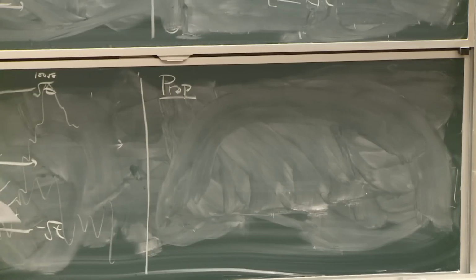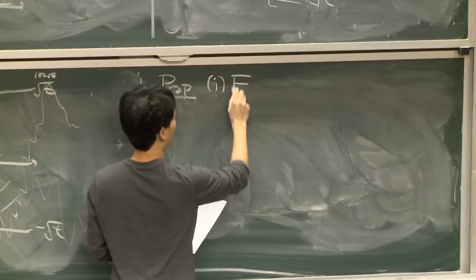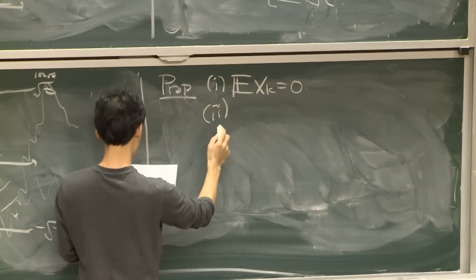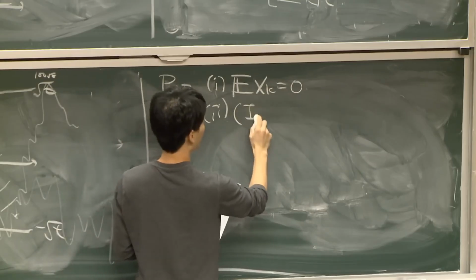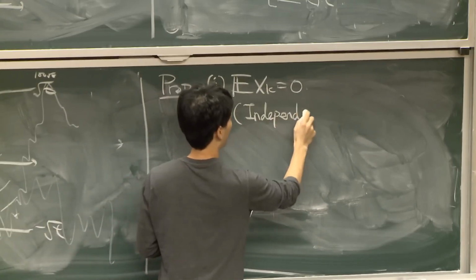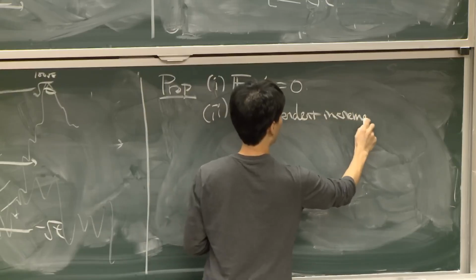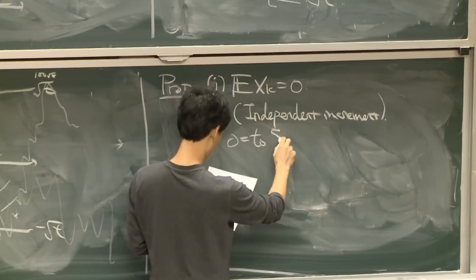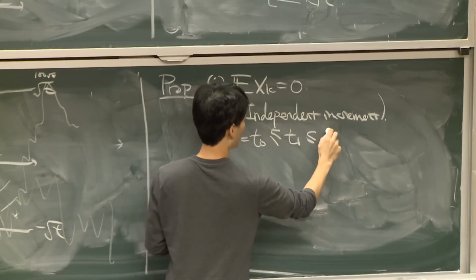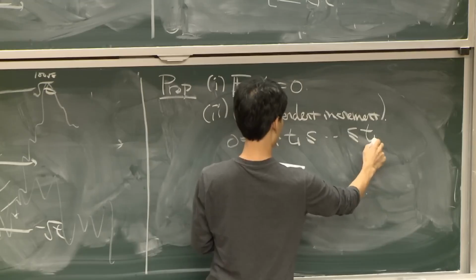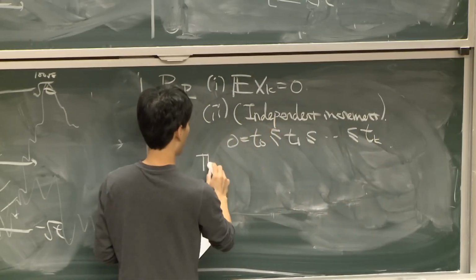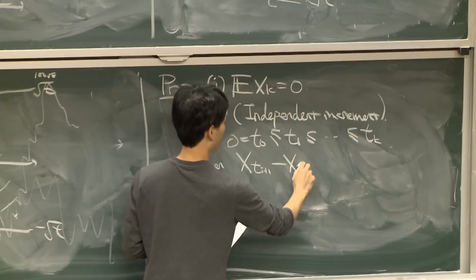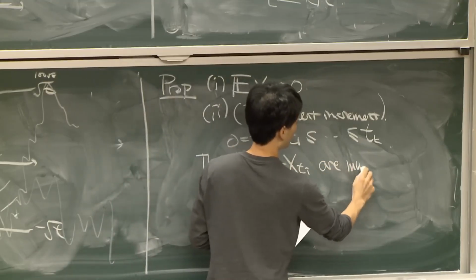Proposition. Some properties of random walk. First, expectation of xk is equal to 0. That's really easy to prove. The second important property is called independent increment. If you look at these times t0, t1, up to tk, then the random variables x sub t(i+1) minus x sub ti are mutually independent.